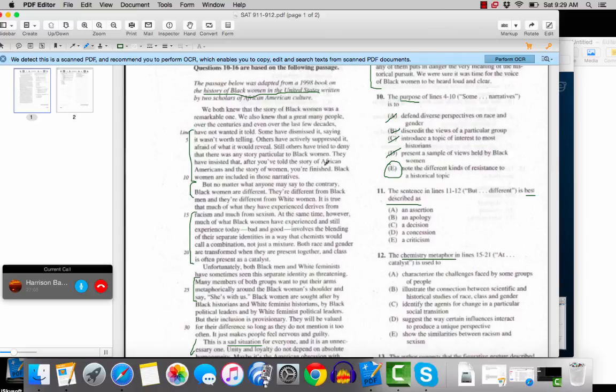Now take a look at the answers. Answer A is an assertion. Answer B is an apology. C is a decision, D is a concession, and E is a criticism. What do you think? If I hadn't just done what we did and I was taking a normal test, I would say A and C. But after doing what we just did, I think it's A.